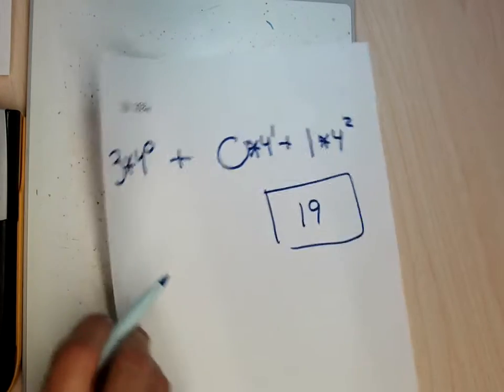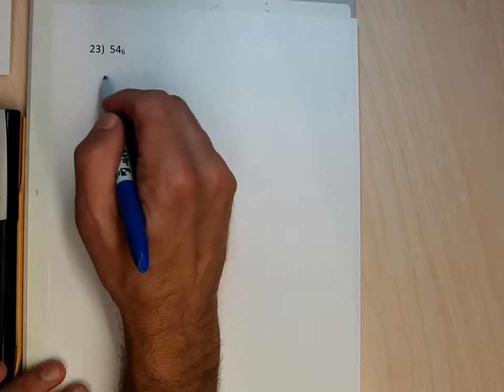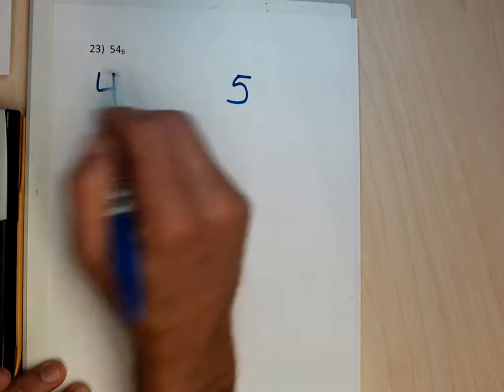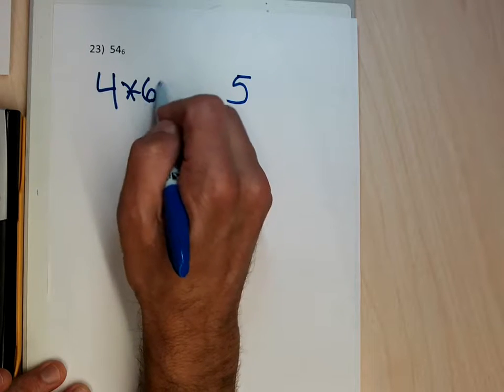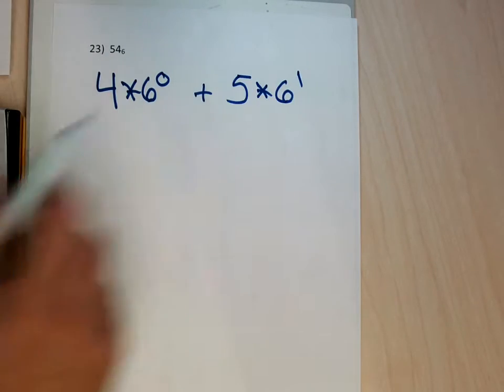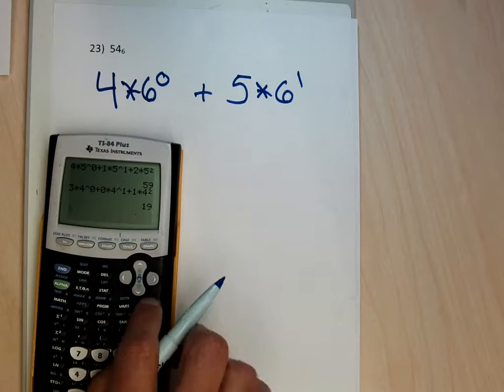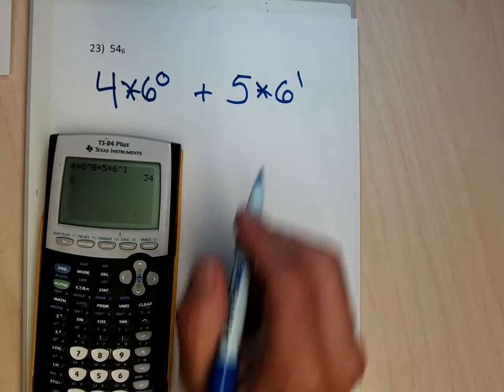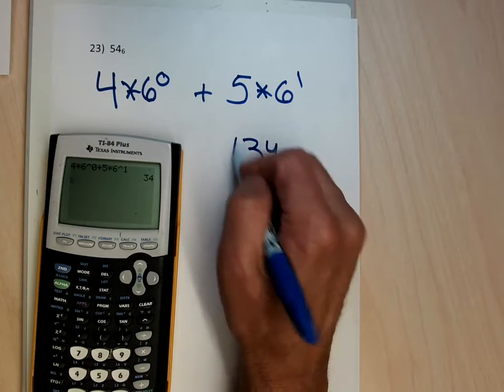Last one of going the easy way, to change 54 base 6 into base 10, I write the number backwards. So I write it as 45. I multiply by 6 to the 0. I multiply by 6 to the 1. I put a plus sign between. Break out my calculator. 4 times 6 to the 0 plus 5 times 6 to the 1. And I get, for an answer, 34.